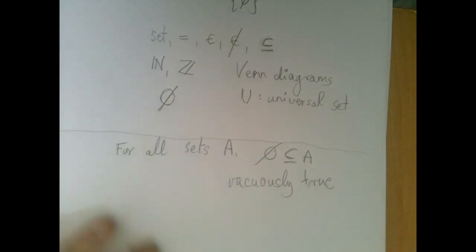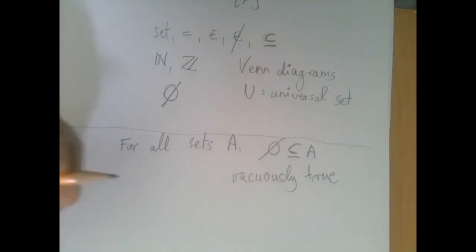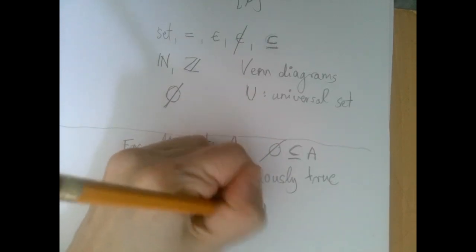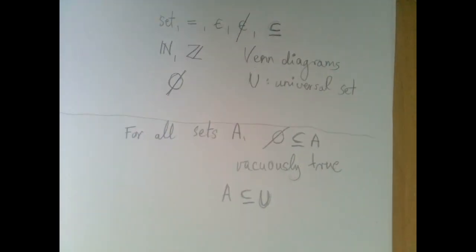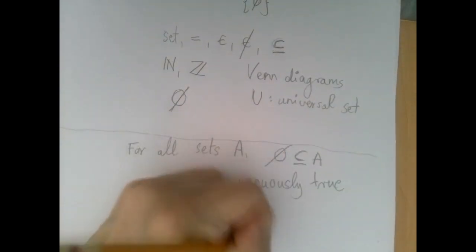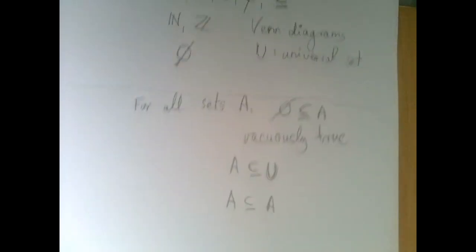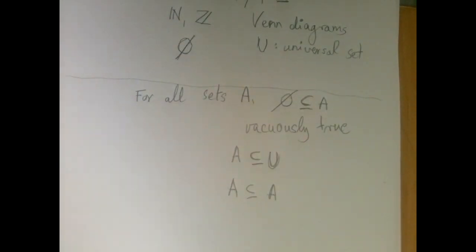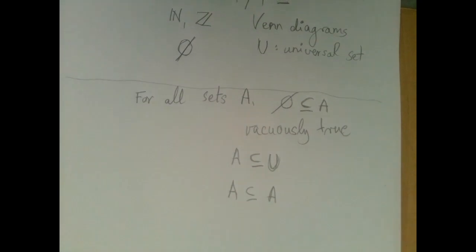And sort of similarly, for every set A, A is a subset of the universal set. That's sort of by definition, because U has to be everything within the context of the problem. And by the way, A is a subset of itself for any set A, right? Because everything that's in A, well, that's also in A.